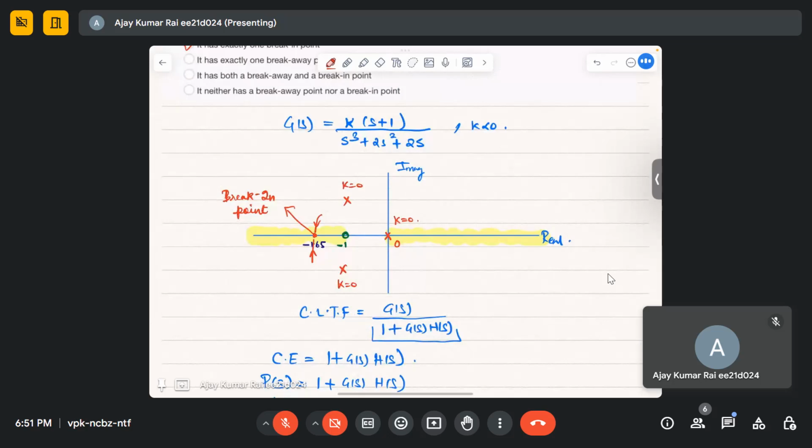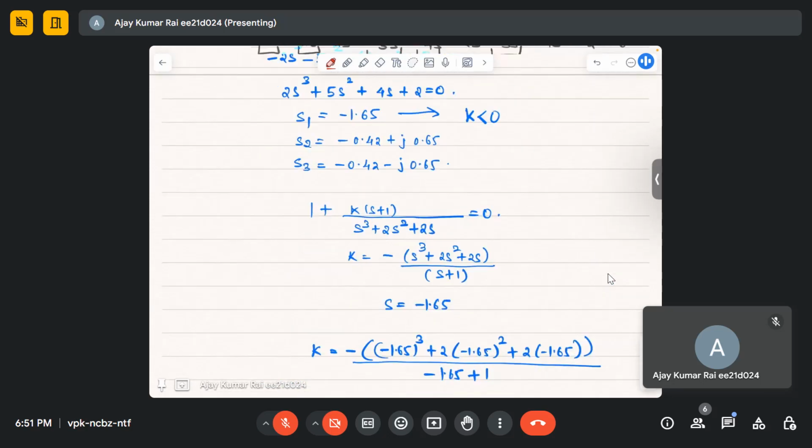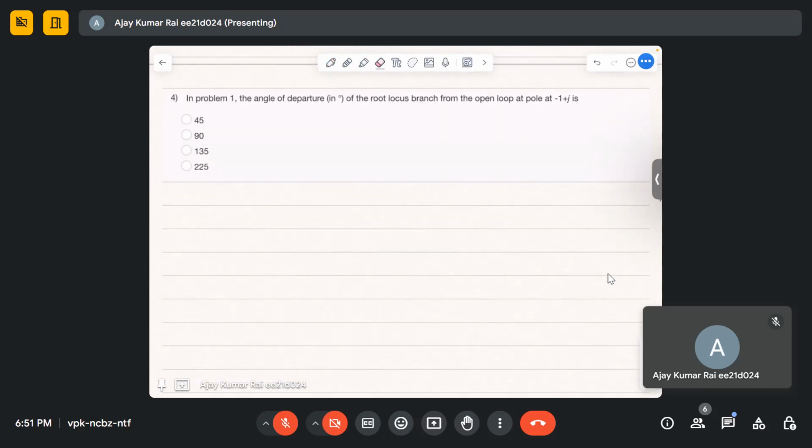Okay, let's first finish this question. Then we'll first plot the root locus and see what the situation is here, and in the opposite situation, when k is positive, we can also plot the root locus. Okay, we'll see. First let's calculate the angle of departure here. The question is the angle of departure of the root locus branch from the open loop pole at -1 plus j.